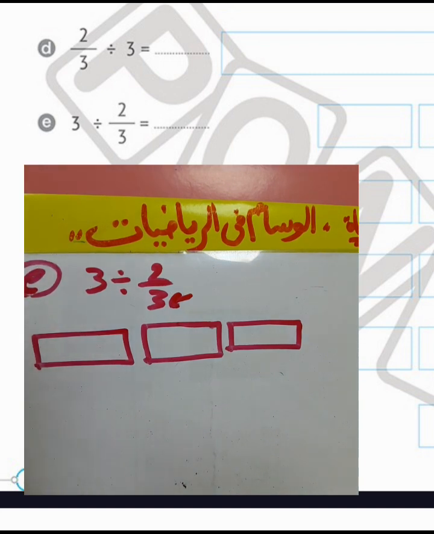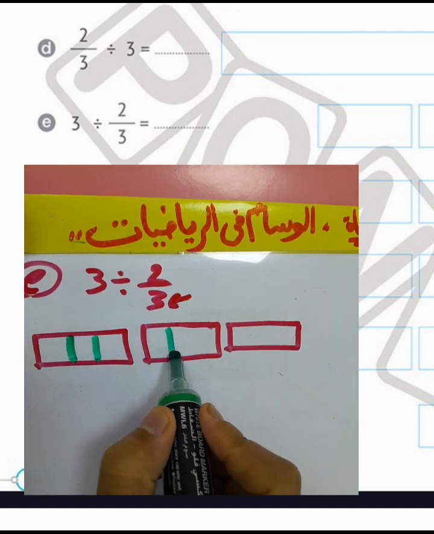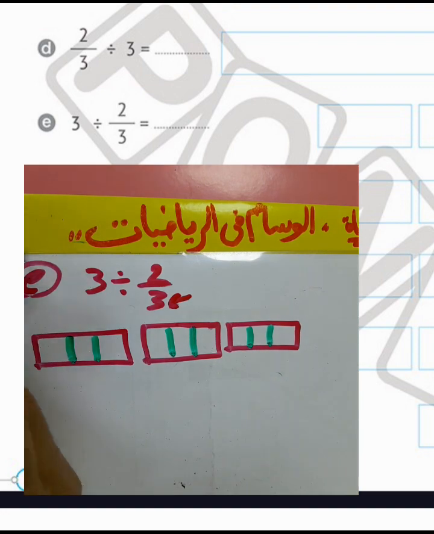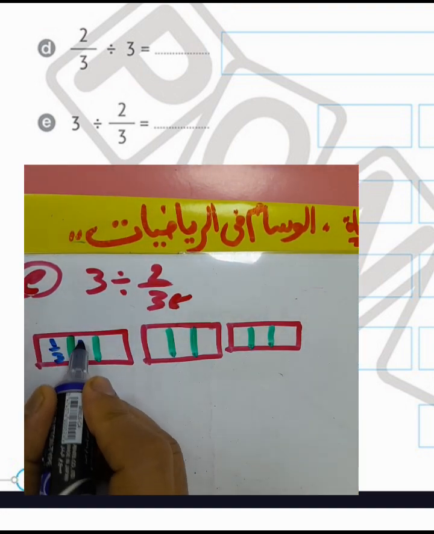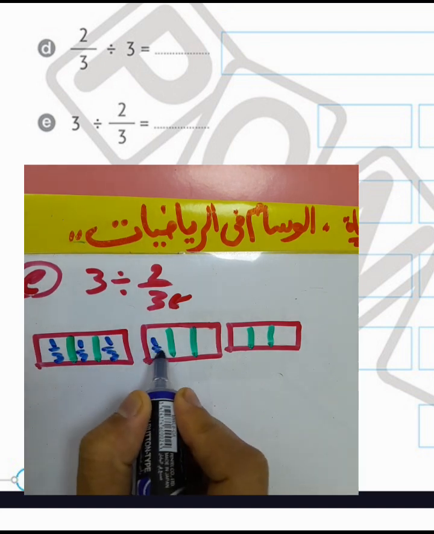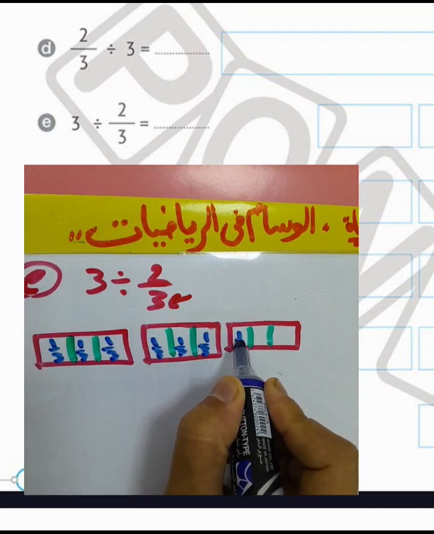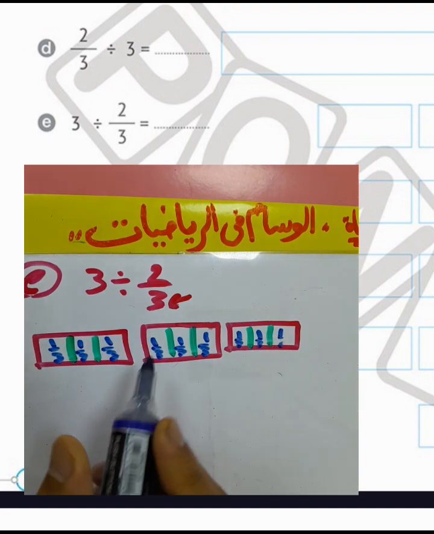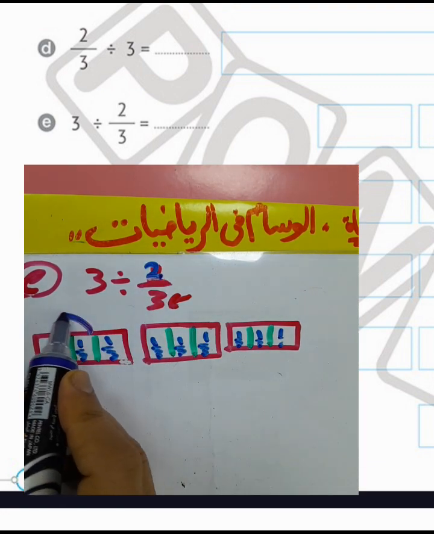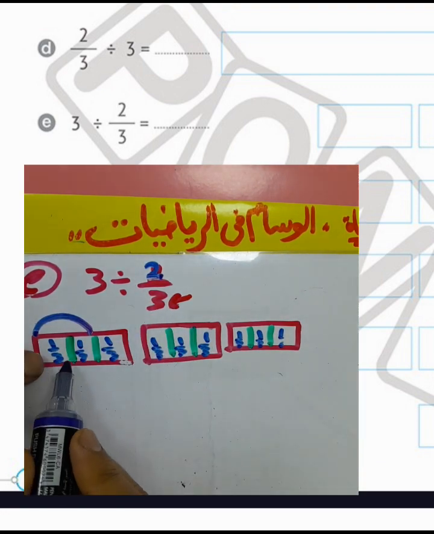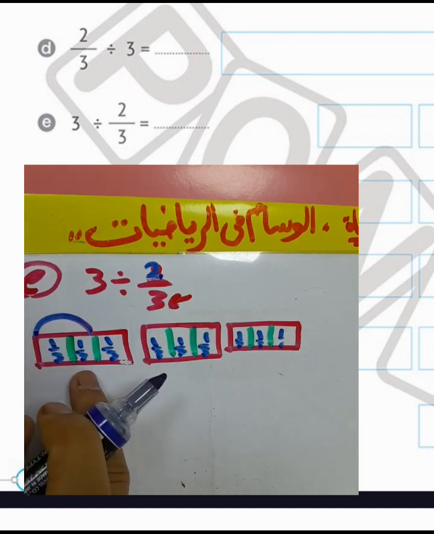How many parts here? 3. 1, 2, 3. 1, 2, 3. 1, 2, 3. Then the value of each part here will be 1 over 3. We have 1 over 3, 1 over 3, 1 over 3, and so on. Each part here is equal to 1 over 3. And then we will count each 2 over 3. Count with me. 1 over 3 plus 1 over 3 will be 2 over 3.